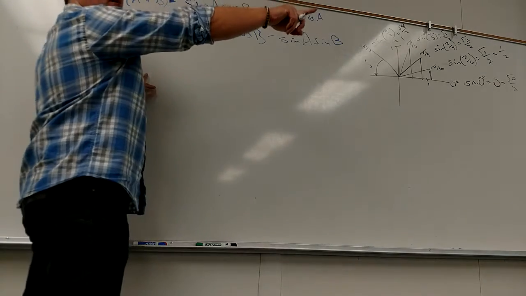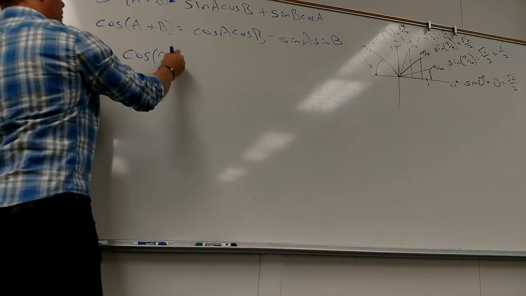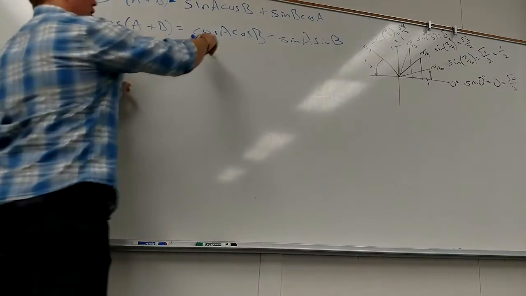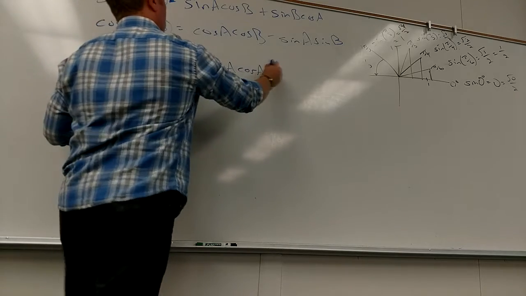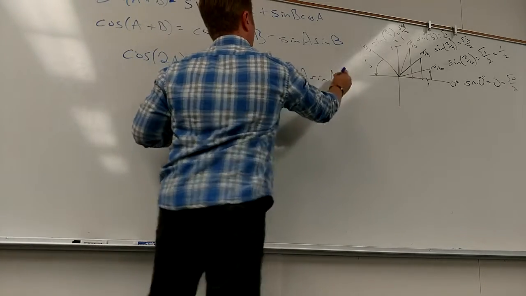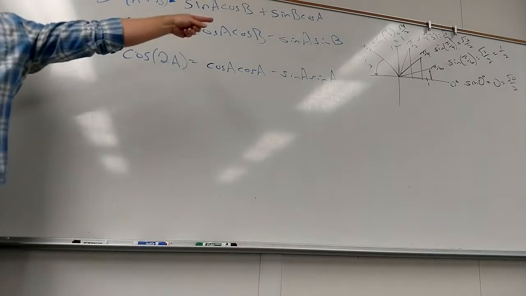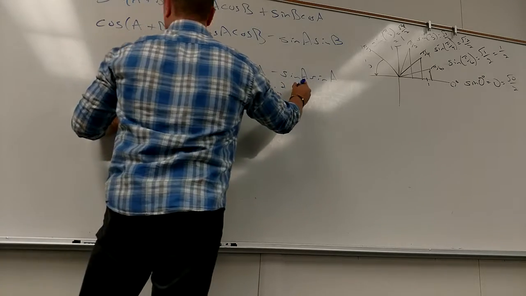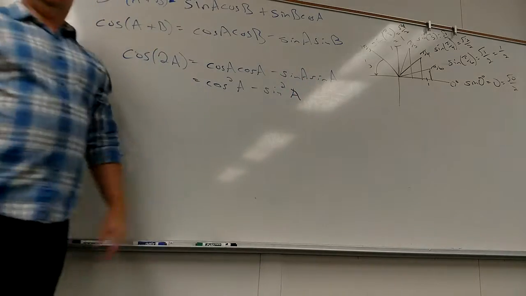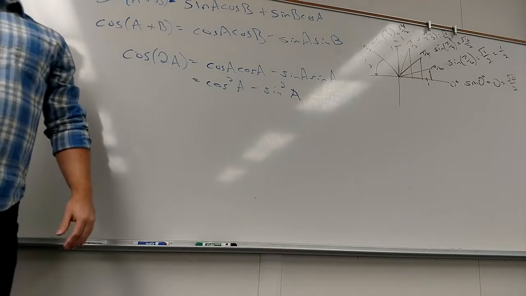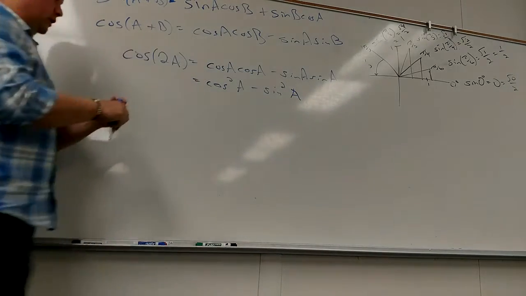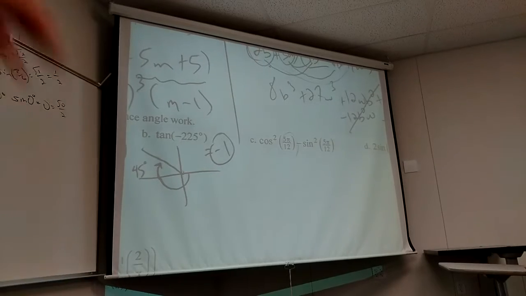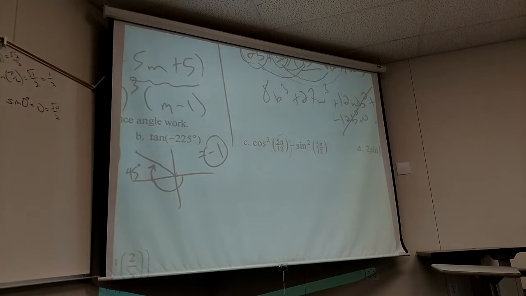So how does this relate to that problem? Well, what would cosine of 2a be? What is 2a? A plus a. So wouldn't that be cosine a cosine a minus sine a sine a? If it's a plus a, isn't that cosine squared minus sine squared? So if I have cosine squared minus sine squared of the same angle, 5 pi over 12 in this case, I can consolidate them.